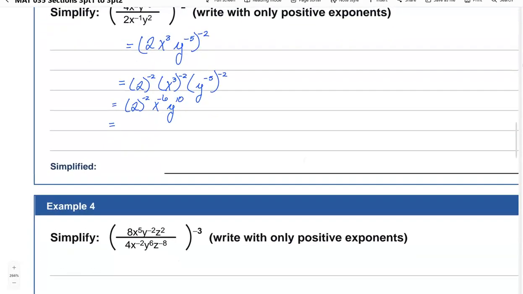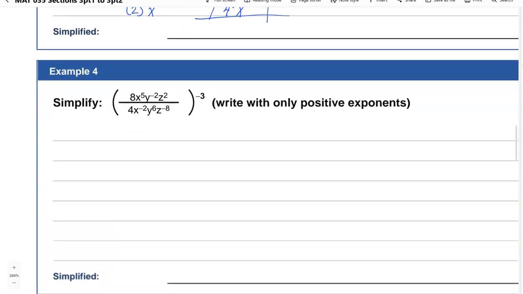So I have 2 to the negative 2 times x to the negative 6 times y to the 10th. Now anything that has a negative exponent is going to move. That 2 to the negative 2 is going to move to the denominator, and when it moves to the denominator, it's going to be a positive 2 on it. That x to the negative 6 is going to move to the denominator, so now it's x to the positive 6. And the y term already had a positive exponent, so it's going to stay in the numerator. I'm just going to simplify that number. 2 squared is the same thing as 4. So my final answer is going to be y to the 10th over 4x to the 6th.